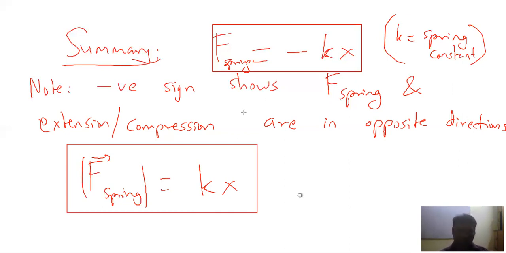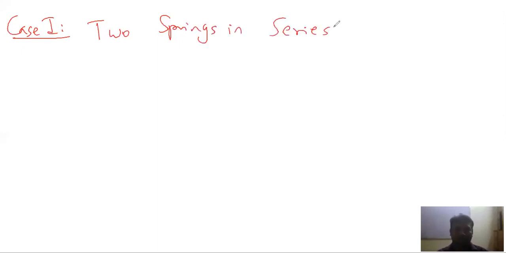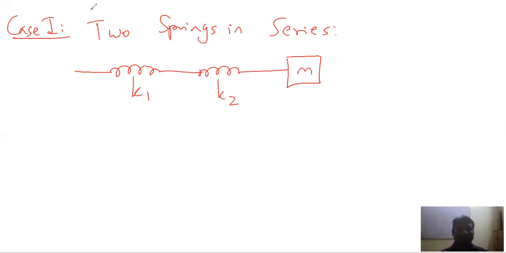Now, let us consider various cases. First case, let us consider we have two springs in series. So let us say we have a situation in which we have one spring having spring constant K1 and another spring having spring constant K2. They are joined in series and they are connected to a mass.